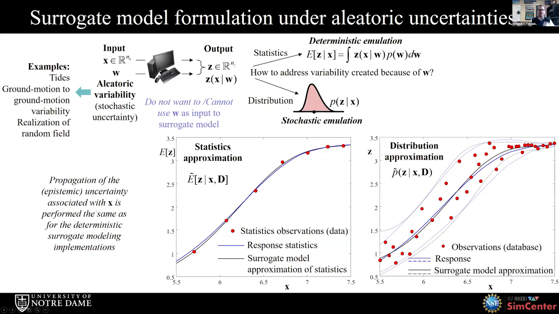Propagation of the uncertainty with respect to X is exactly the same way that you do it in the deterministic case. In other words, here the surrogate is going to give you predictions with respect to X. You're going to propagate the uncertainty with respect to X using the total probability theorem, as we saw before.